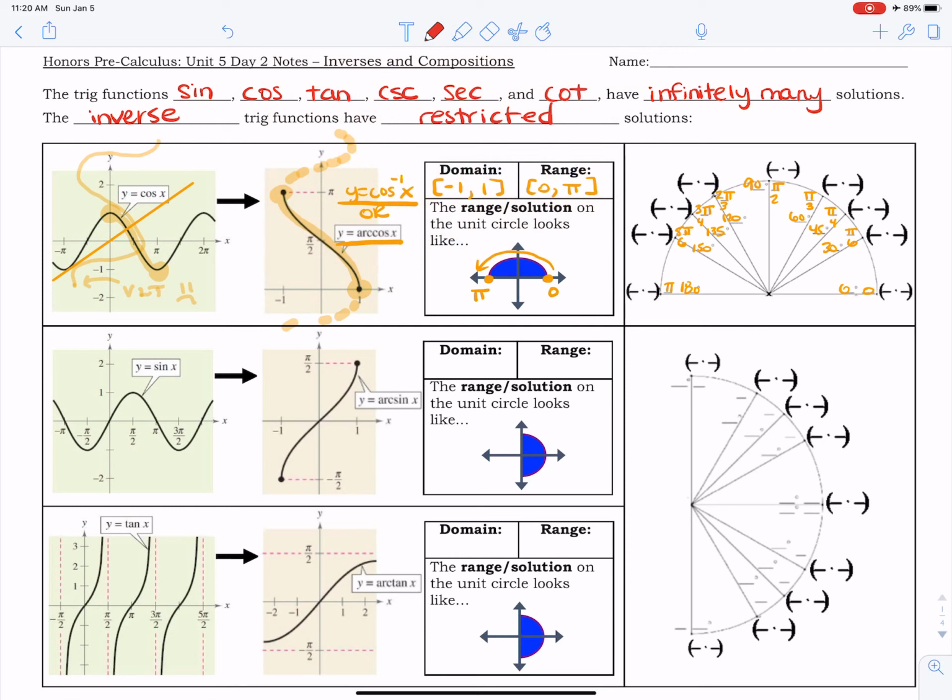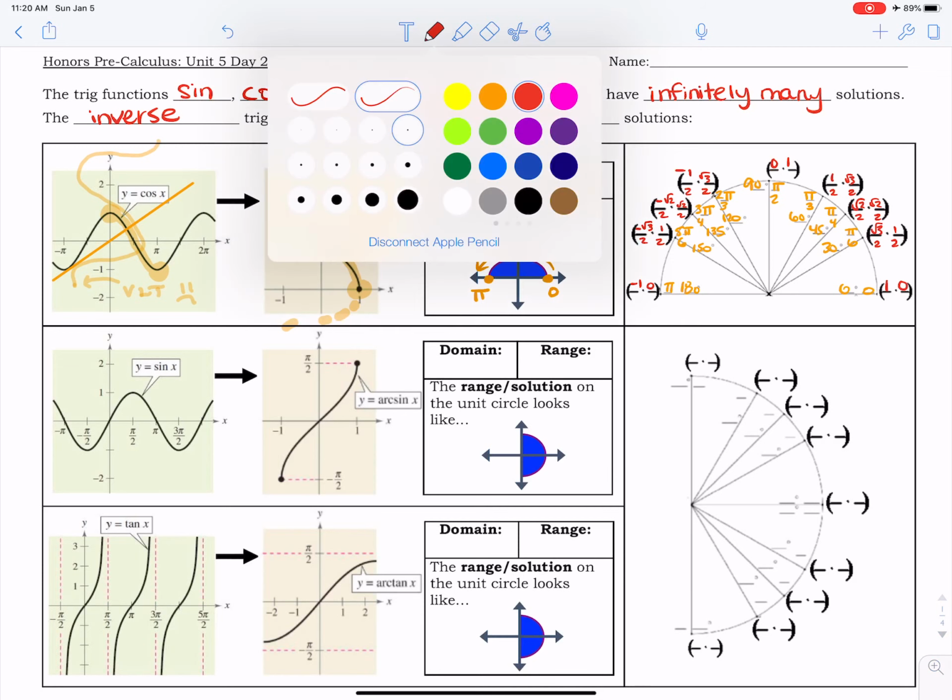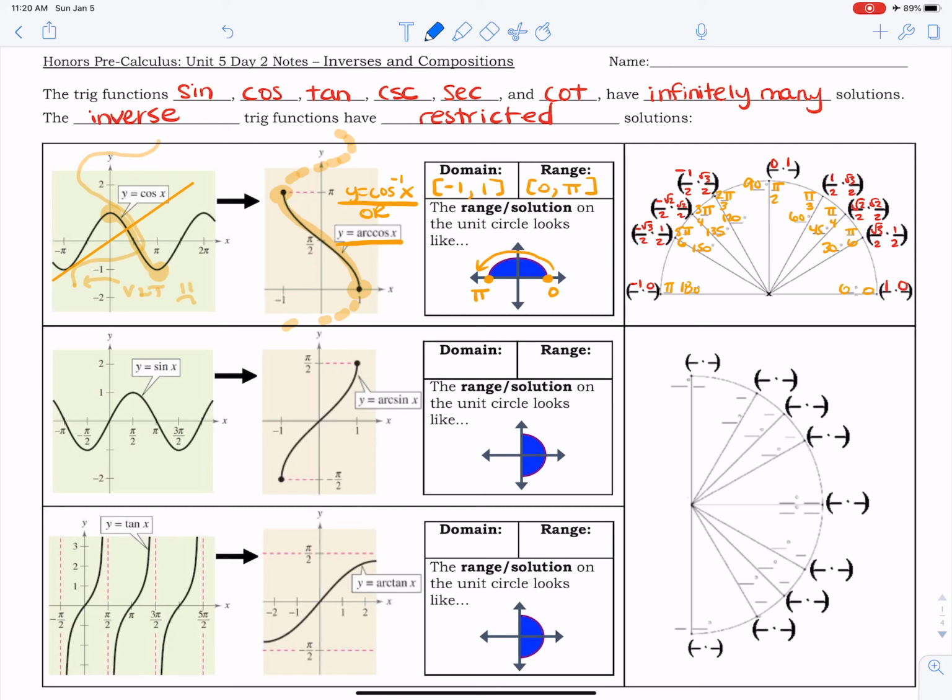Next, I want to fill in the coordinates. So our coordinates are 0, 1. And then I do the counting trick. 0, 1, 2, 3, 1. And then go backwards. 0, 1, 2, 3, 1. And then we fill in the left, which is -1/2, negative square root of 2 over 2, and negative square root of 3 over 2, and -1, 0.